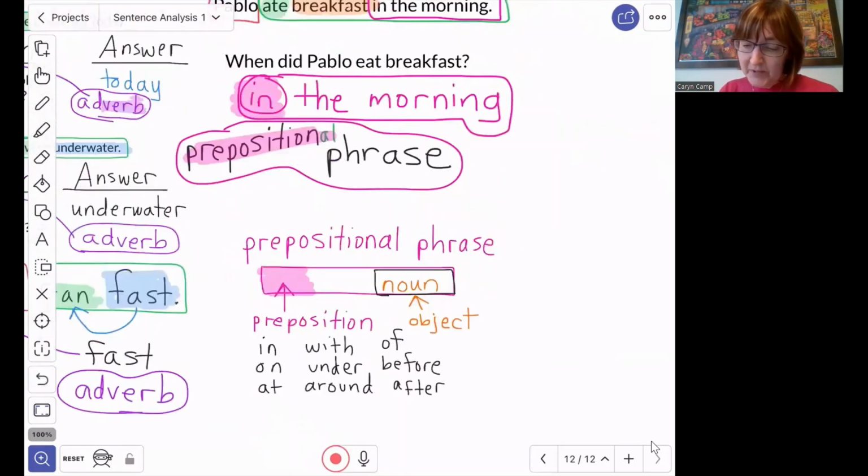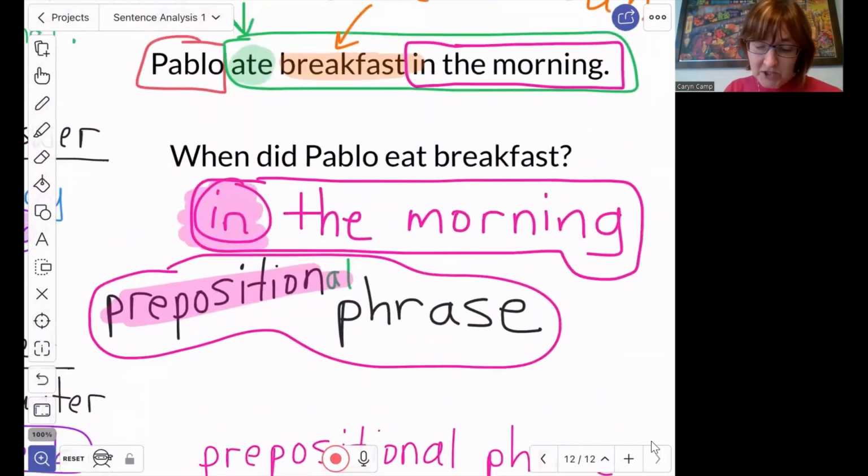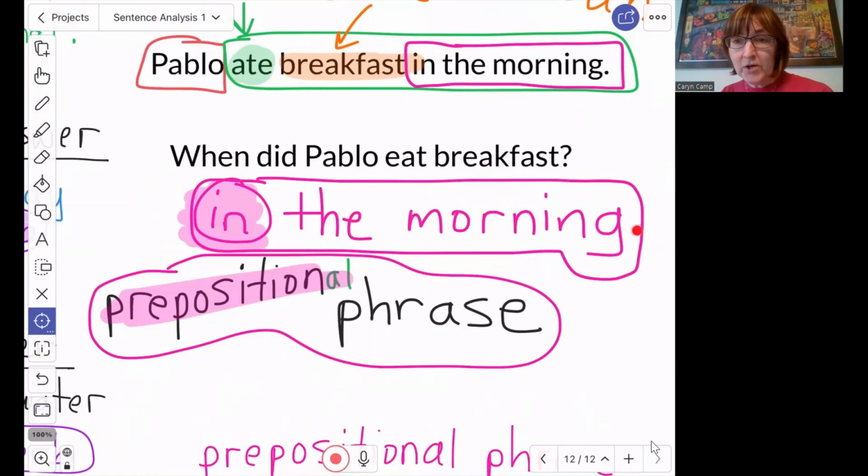So let's do an example here. When did Pablo eat breakfast? Well, what's the first question? What's the first word in that question? When. So if you're answering the question when with more than one word, it's probably a prepositional phrase.